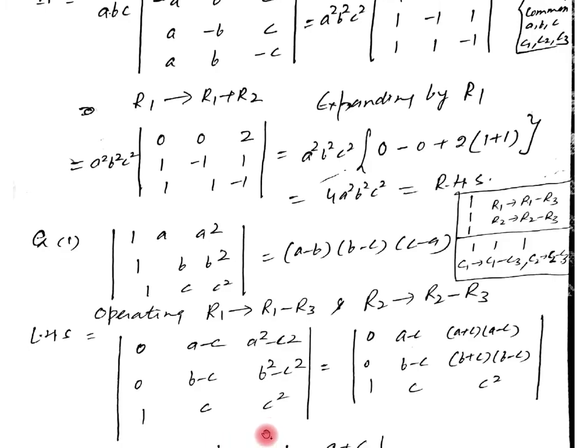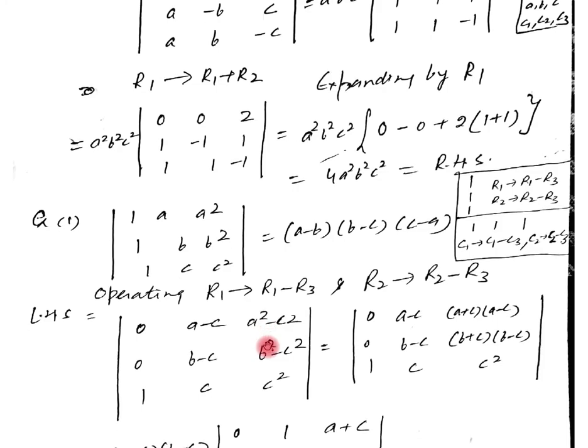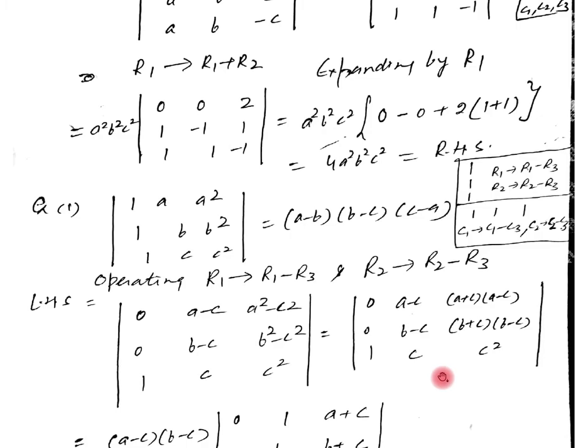Is it clear? Now again, we are getting the maximum number of zeros in the first column, but on the other hand we can simplify our second column and the third column also by factorization. Now here A square minus C square can be written as A plus C into A minus C using the identity. B square minus C square can be written as B plus C into B minus C, and the third row will remain as it is. Now let us see here.